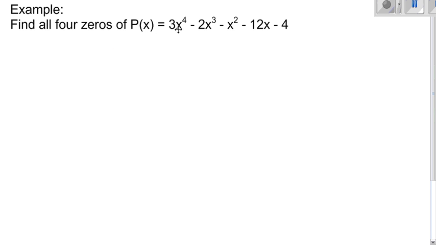In this example, we're going to find all 4 zeros. Since it's a 4th degree, there are going to be 4 zeros. But since this is next to the 4th, and there's 5 terms, we don't have any tricks for factoring or anything like that. So let's start by looking at our possibilities.